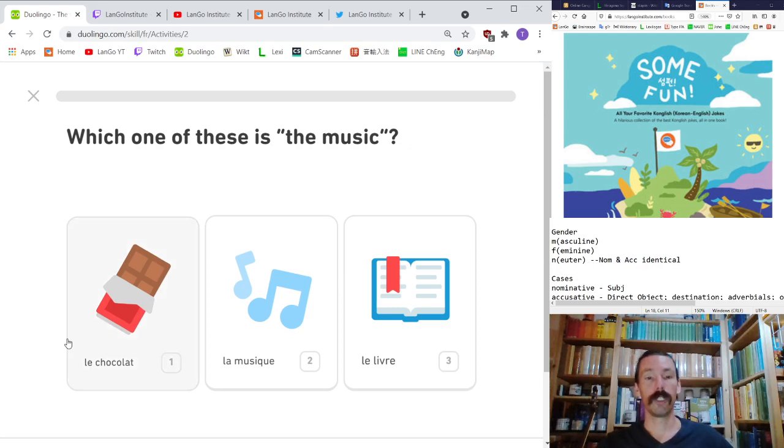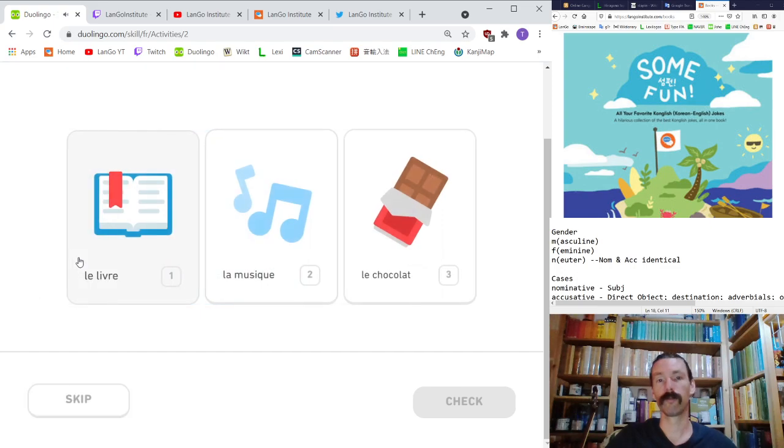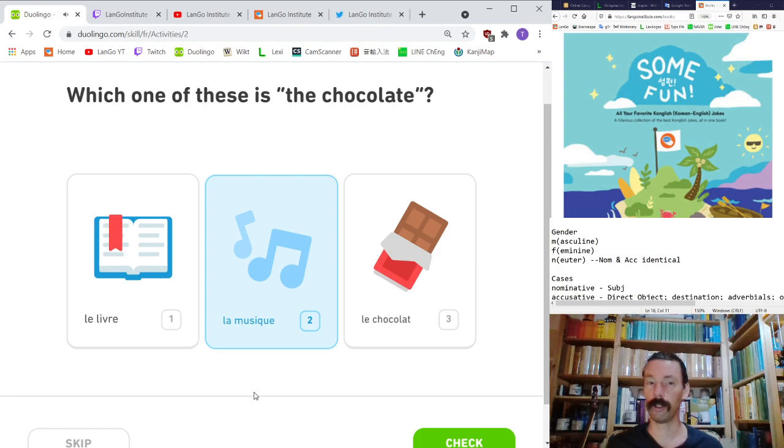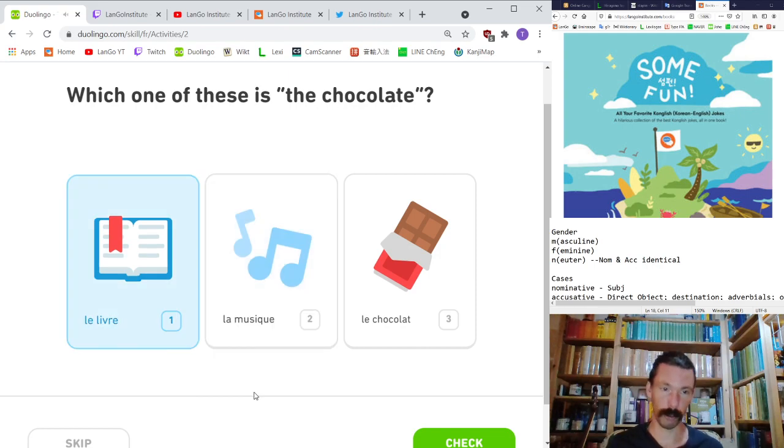Which one of these is the music? La musique. Le chocolat. Le chocolat, silent T. Le livre. La musique. So, single U in French most of the time is a front rounded vowel. So, an unmarked letter E in French is generally going to be a weak schwa vowel or it'll be silent. Like here, that final E. La musique. The final E is not even sounded anymore. Musique. The K is the last sound. Le livre. And really the R is the last one there.